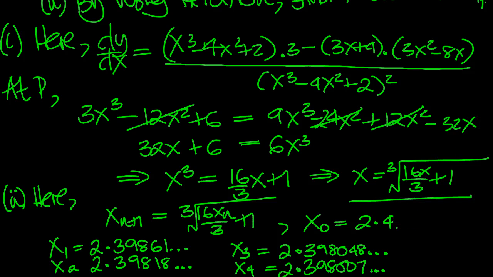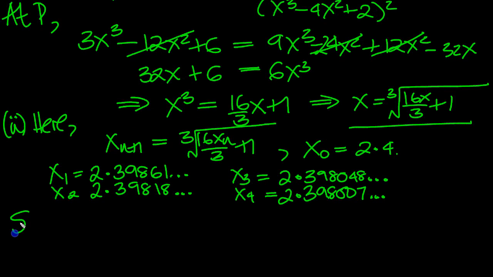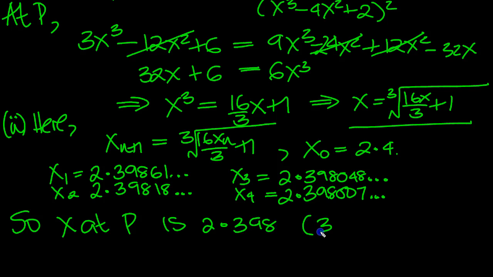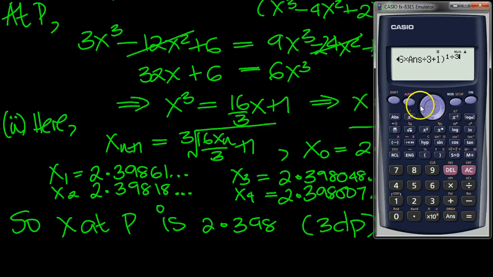So to 3 decimal places, the x at P is 2.398. So if we go to our calculator, let's just verify that. If we put in 2.398 instead of the answer, it should output again 2.398. And if you press equals again and again, it's always going to be 2.398 to 3 decimal places.